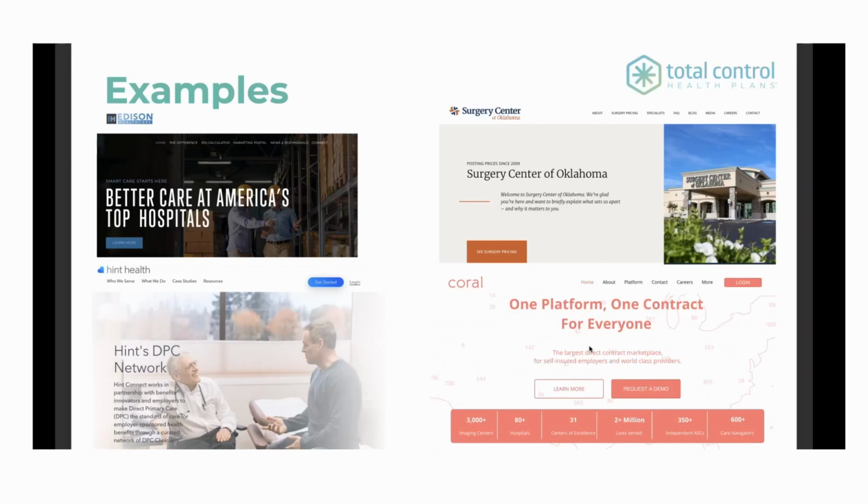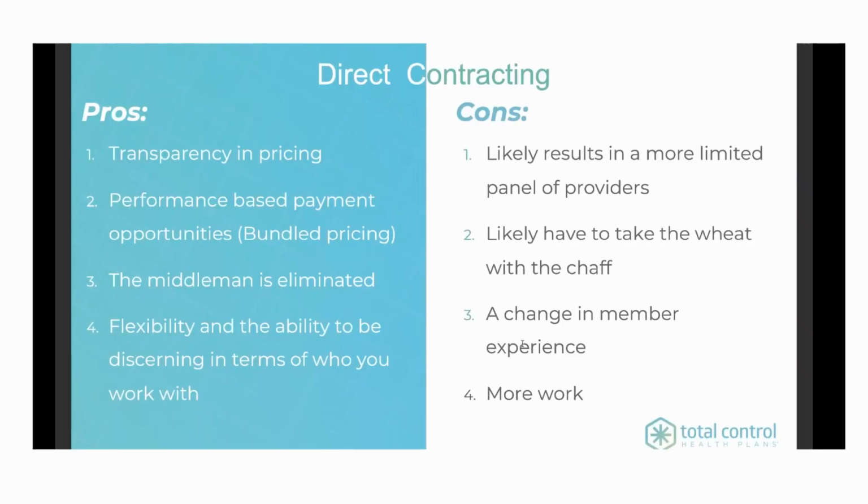Coral is a platform that's taking direct contracts that people such as myself and others are out negotiating with providers around the country and putting it into this clearinghouse that then employers can access across the country for various services if they want to do that. So direct contracting is growing at a high rate of speed. It can take many forms, and there's a lot of advantages to it, but it's not flawless. So let's talk about that.